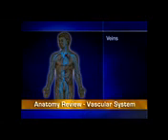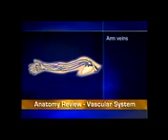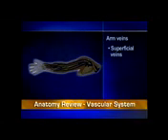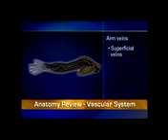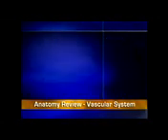Veins drain deoxygenated blood from the tissues and return it to the heart. The arms have two types of veins. Superficial veins lie in subcutaneous tissue and transport most of the venous return. Deep veins are wider and have thinner, more elastic walls than their companion arteries.